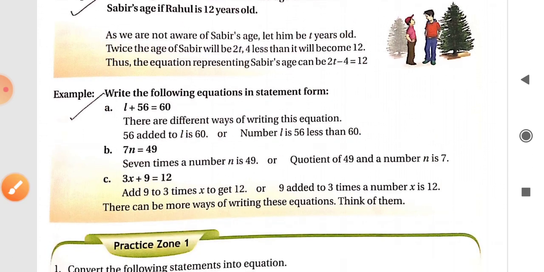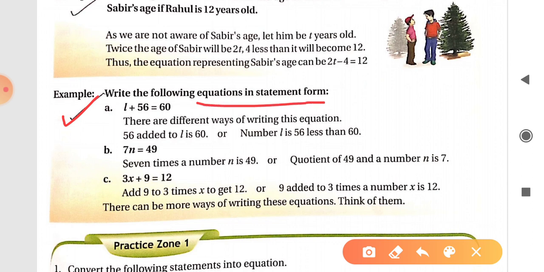In the next example, write the following equation in statement form. In this example, we will make the statement from the equation. But in the previous examples, we had to write the equations from statements. Here we are given an equation L plus 56 is equal to 60. We have to write its statement. There are so many ways of writing this equation. We can write these equations in statement form in any way. You can write the sum of L and 56 is 60.